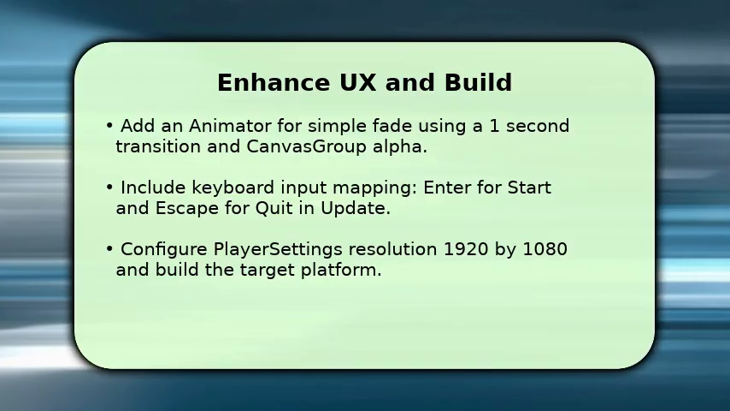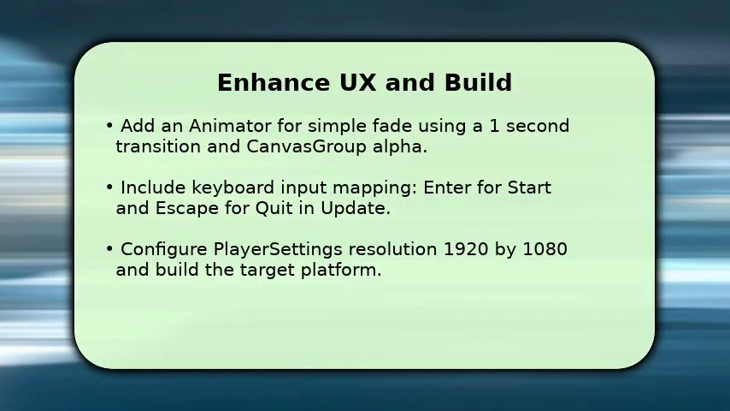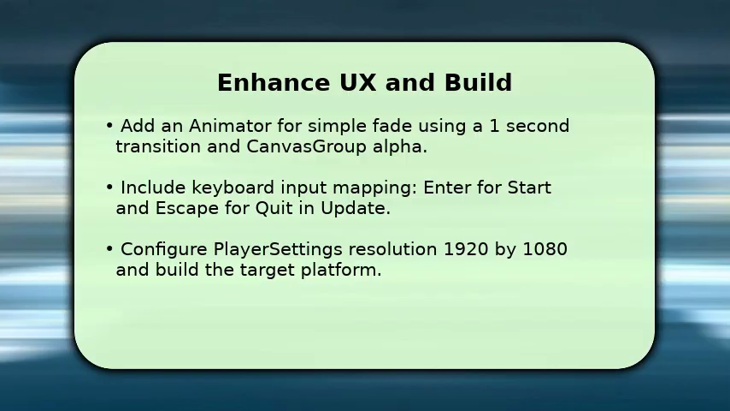Implement keyboard shortcuts in Update to accept Enter for start and Escape for quit for accessibility. Test input across mouse, keyboard, and gamepad to ensure all can navigate. Finally, set player settings default resolution to 1920 by 1080 and build your target platform to produce a runnable executable.